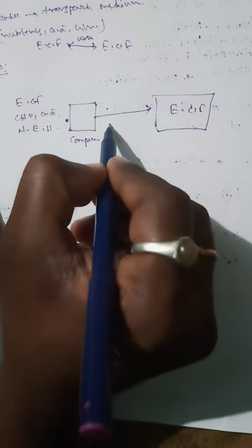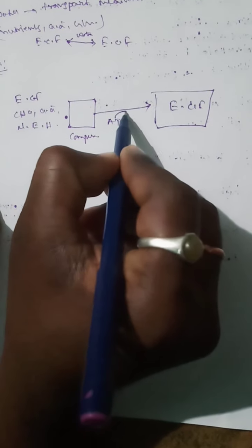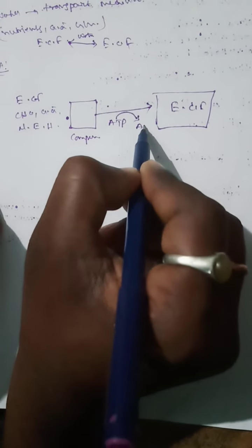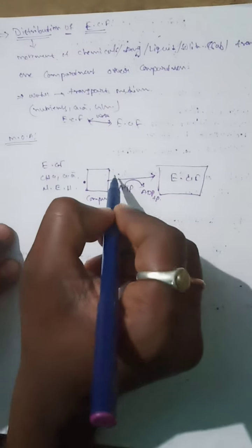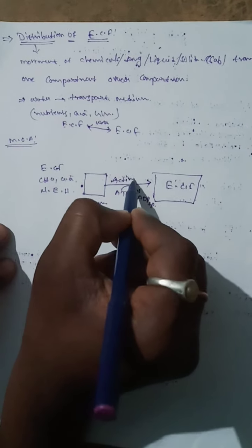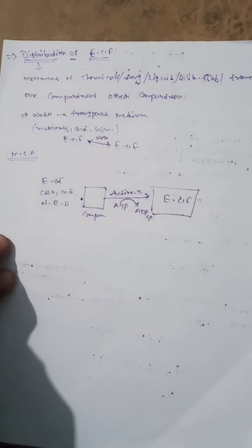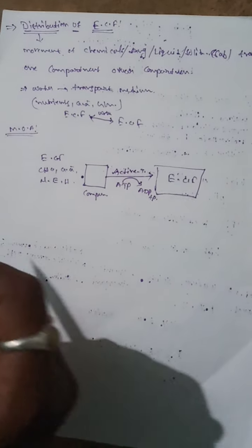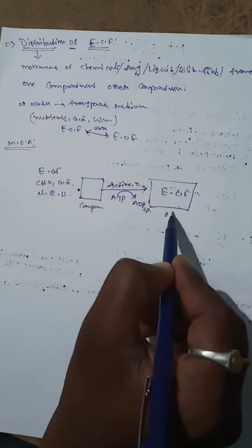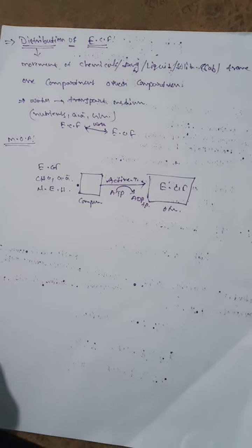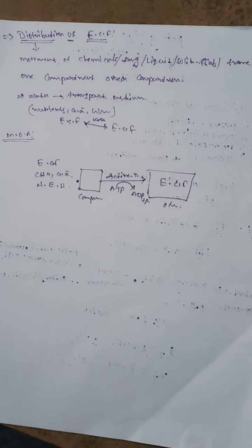By utilization of ATP energy, it converts to ADP and phosphate. So this process is known as active transport. By utilization of ATP energy, the extracellular fluid is transferred from one compartment to another compartment. So this is the mechanism of action of distribution of extracellular fluid. If you have any doubts, tomorrow we will discuss.